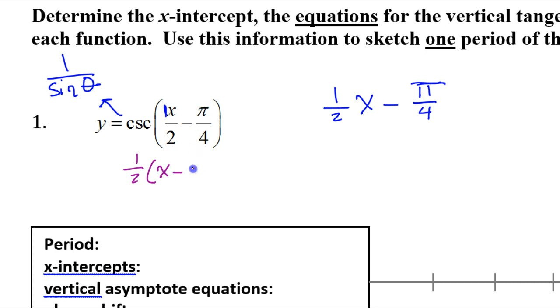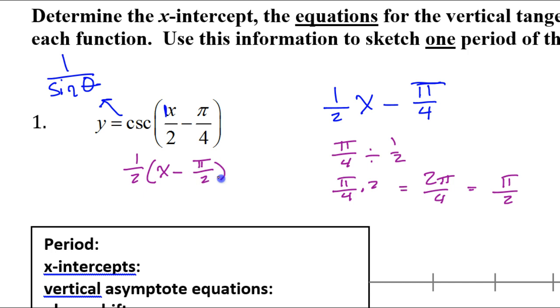So to find out what goes here, I have to do pi over 4 divided by 1/2. So off to the side here, pi over 4 divided by 1/2. You have to multiply by the reciprocal. So this is pi over 4 times 2. So that's 2 pi over 4. So that's pi over 2. So this is going to be pi over 2, and that's going to be the phase shift. Alright, fine. So I have parentheses inside of parentheses. Alright, cosecant. So this is the version of the function that I should be looking at.